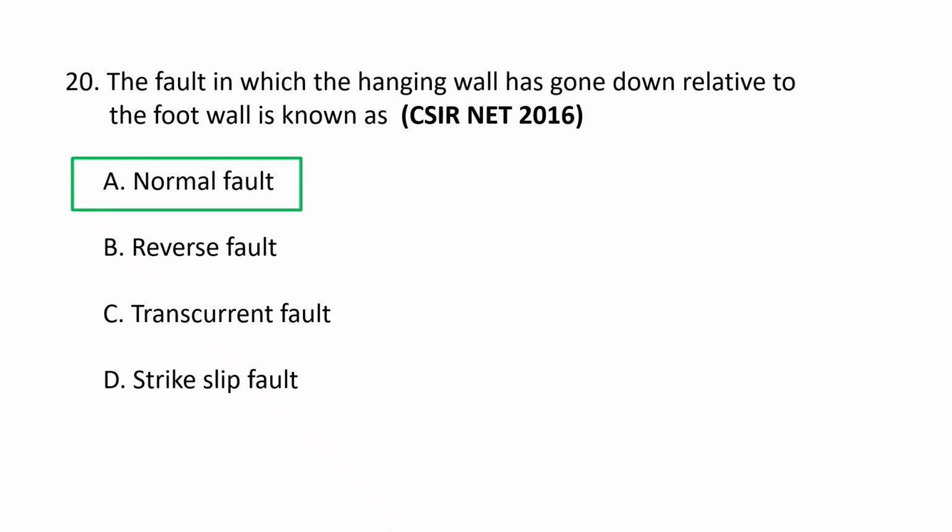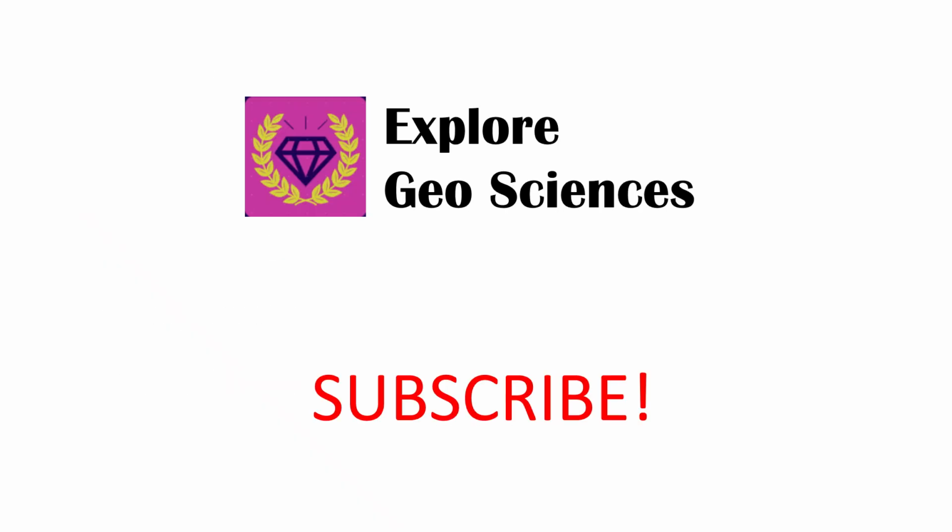Normal fault. A fault in which the hanging wall has moved down relative to the footwall is known as the normal fault, and normal faults occur due to tensional forces that pull the crust apart, often forming divergent plate boundaries where the hanging wall slips down under the force of gravity. So the correct option is A. Normal fault.